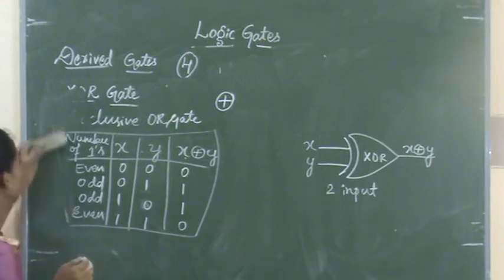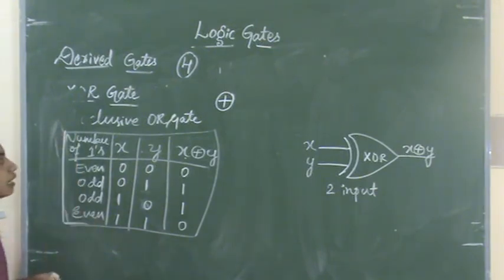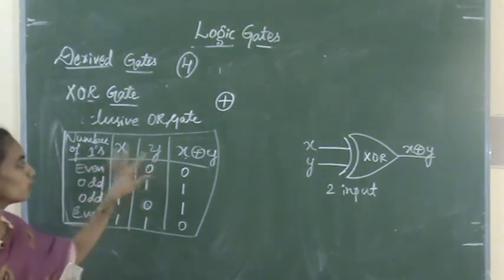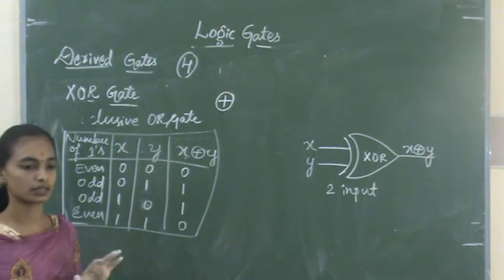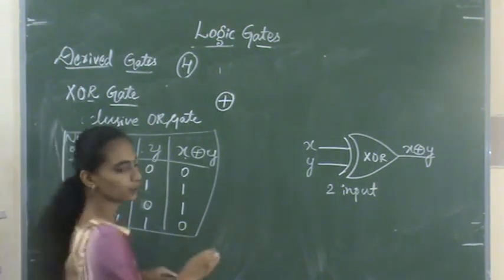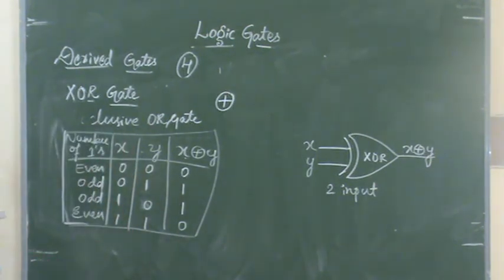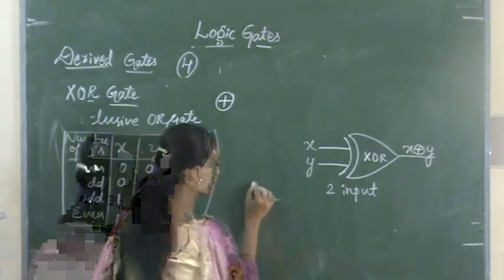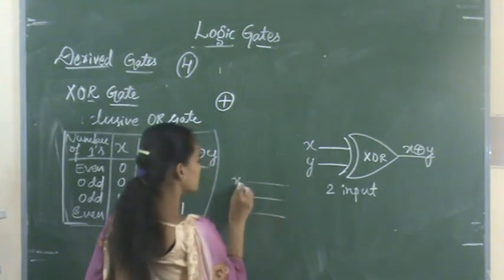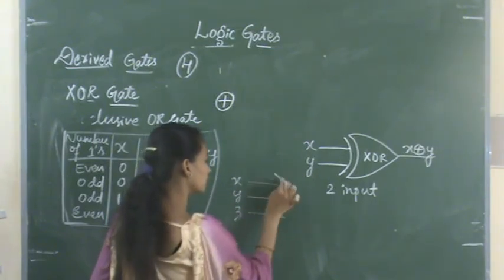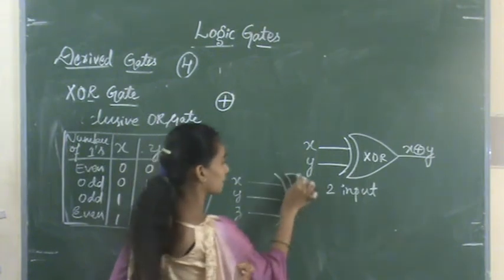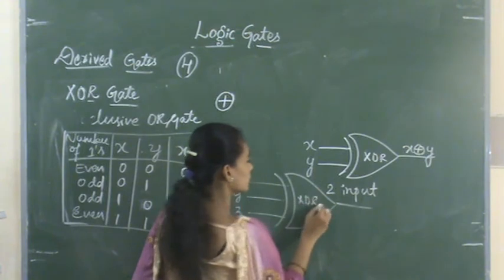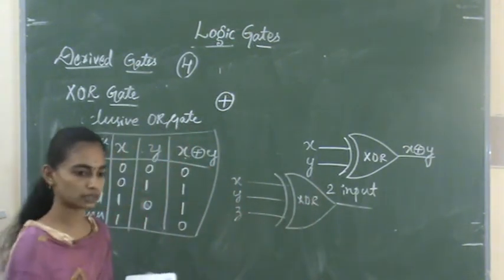Okay. So this is the truth table for the XOR gate. So this is how the XOR gate will work. We can write a 3-input XOR gate. So just write 3 inputs X, Y, Z. So this is how the 3-input XOR gate works.